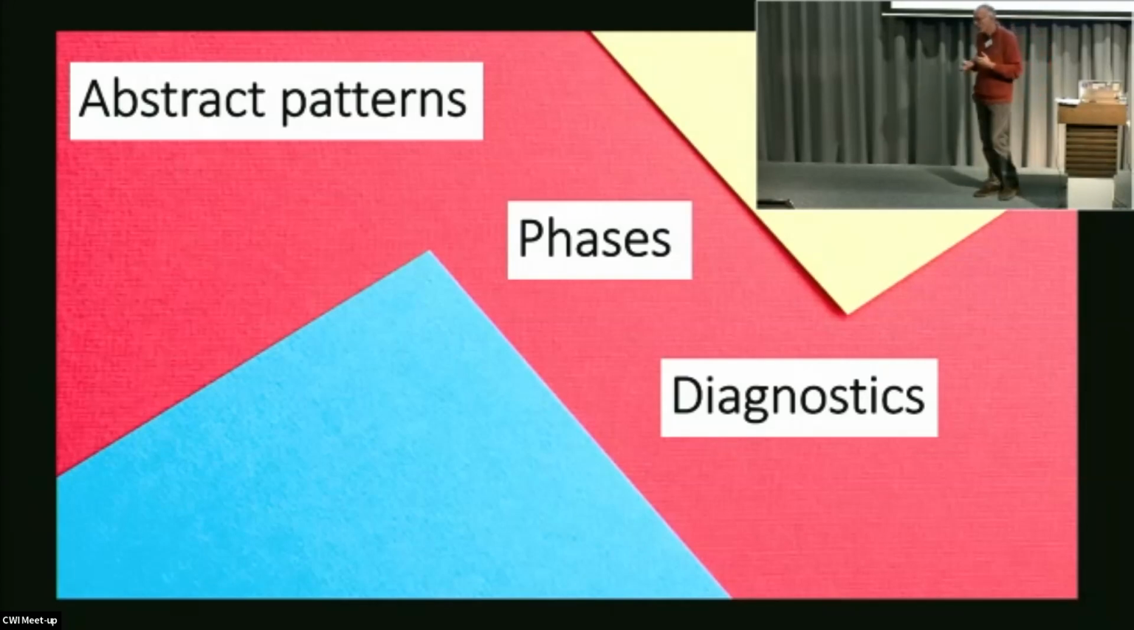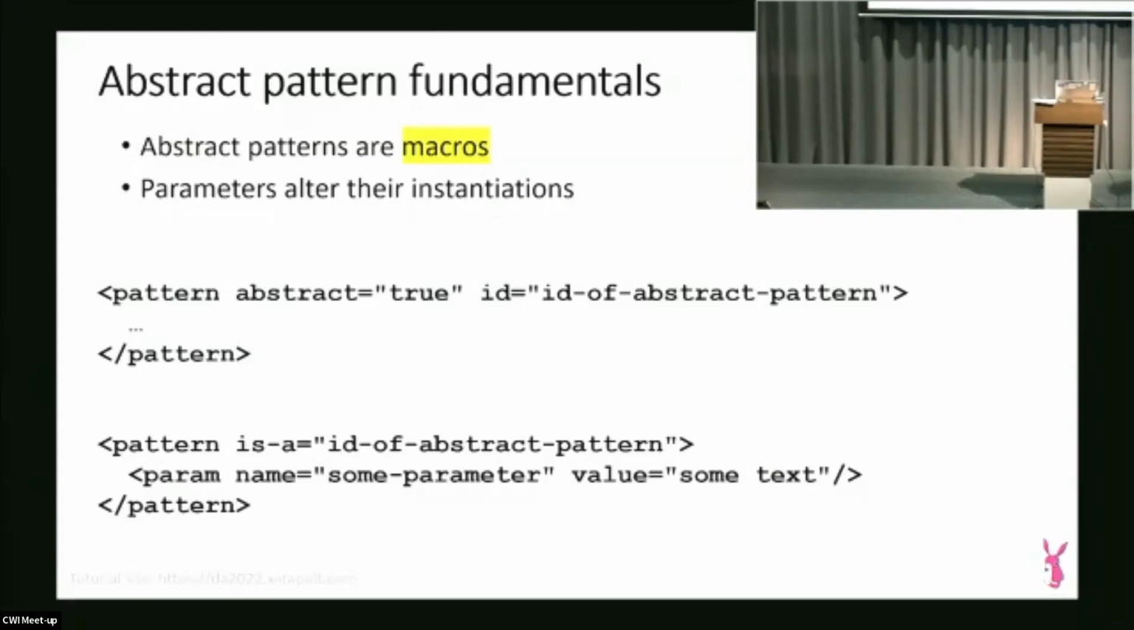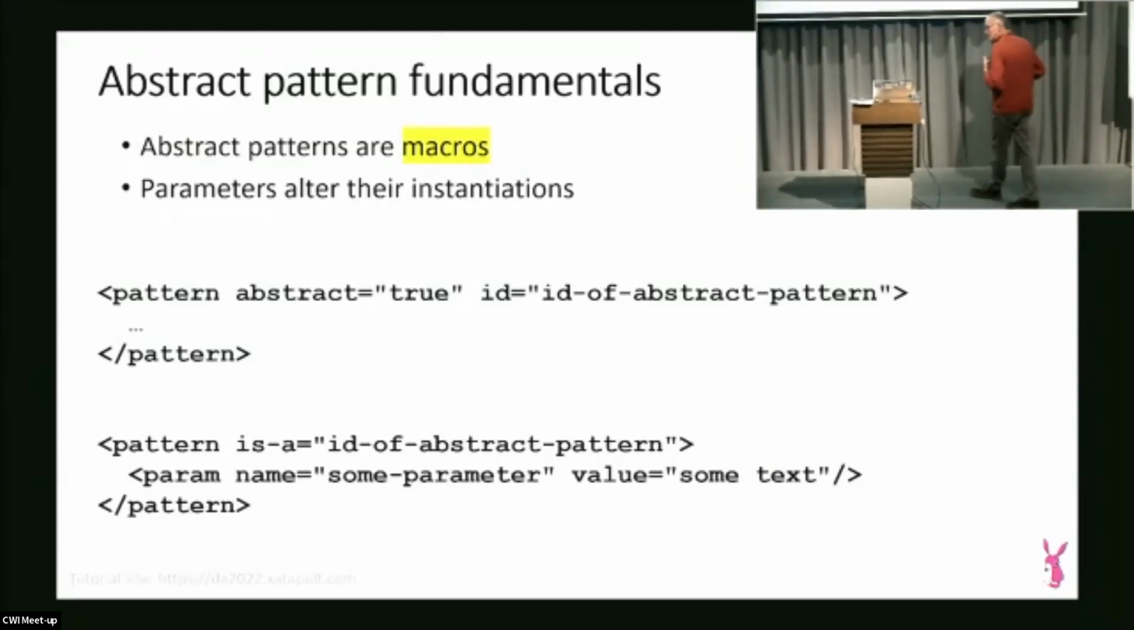Let's have a look at something called abstract patterns. Despite their fancy name, abstract patterns are macros. An abstract pattern is something you can use if you have patterns that repeat and repeat, but with slightly different variation. You instantiate an abstract pattern by providing values for its parameters. We'll see an example in the next slide.